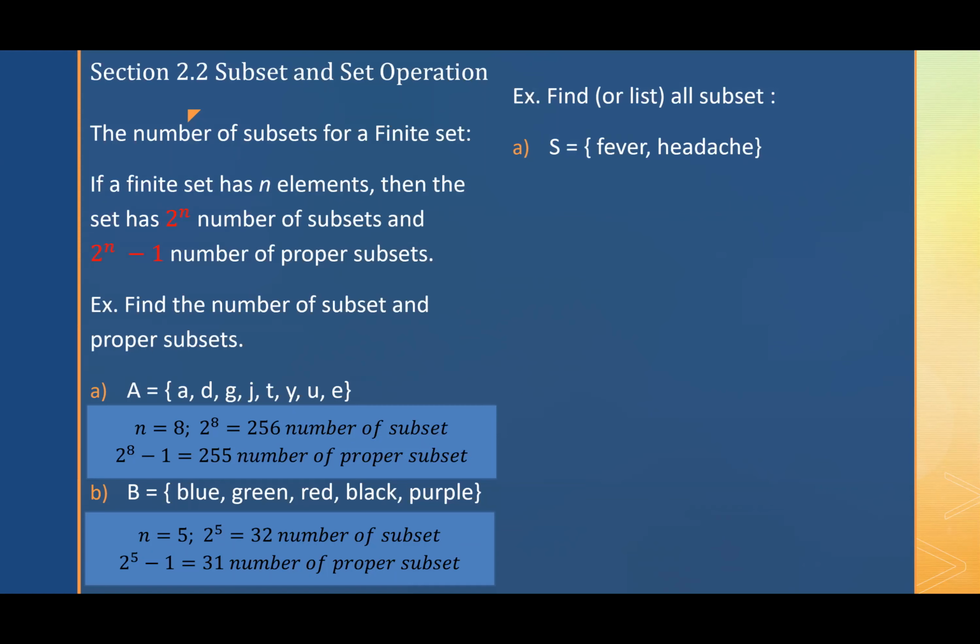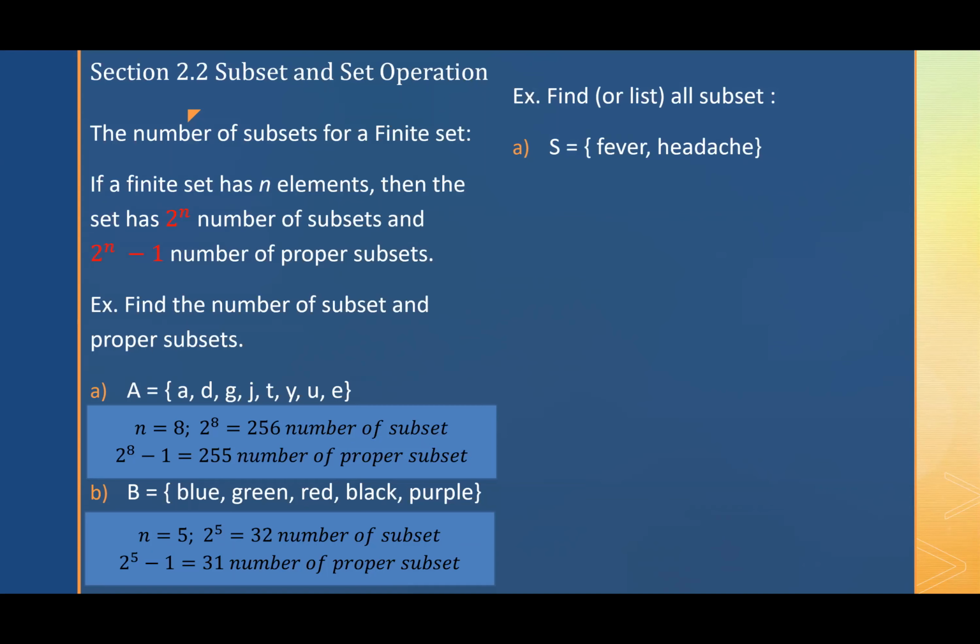And looking at this here, if I were to ask you to calculate S, do you see that if you calculate 2 to the 2 power, meaning 2 times 2, we know that we have 4 subsets? Why? Because fever and headache is 2 items, and 2 to the 2 power, which is 2 times 2, gives us 4 individual subsets. So now the question doesn't ask you to calculate, the question asks you to list.